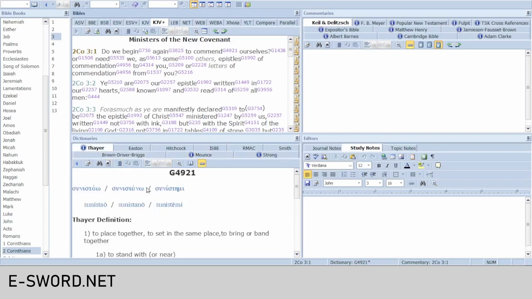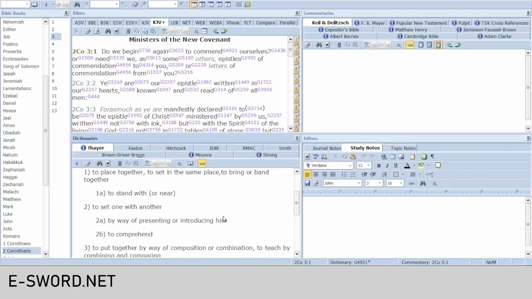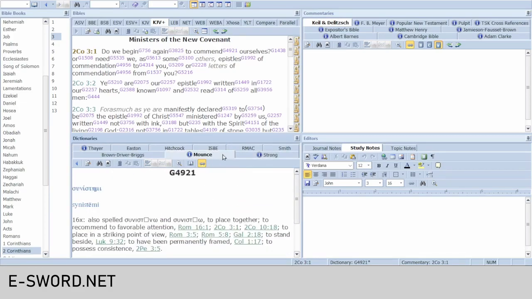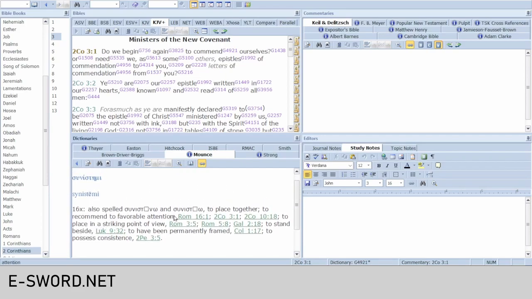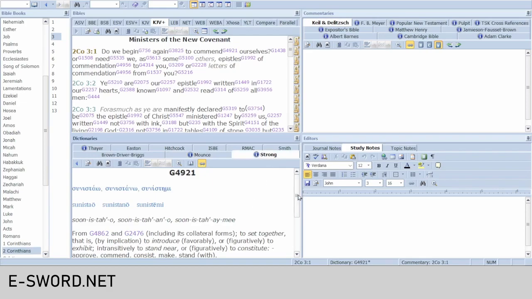And here we have it in Thayer. So to place together, to set in the same place, and all these things we already read. We have it in Mounce, where he says pretty much the same thing, but maybe worded a little bit differently. And we have it in Strong's. So you have those tools available on your computer offline. So if you don't have an internet connection, you can still use it on your computer if you have a desktop or laptop computer that you can put this on.